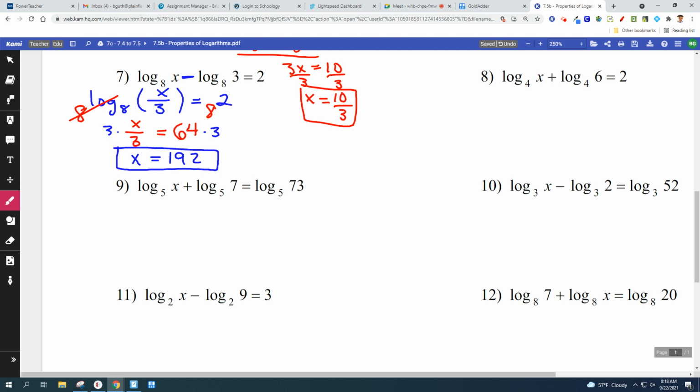Again, the last step should be, think about your answer. If it's going to be negative, then you can't have it. All right, x equals 192. Question?